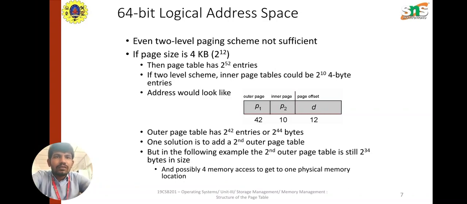Now consider a 64-bit logical address space. Even a two-level paging scheme is not sufficient. If the page size is 4 kilobytes, the page table has 2^52 entries. With a two-level scheme, the inner page table could have 2^10 4-byte entries. The address would look like outer page P1, outer page P2 and offset, with 42 bits for the outer page, 10 bits for the inner page, and 12 bits for the offset. So the outer page table has 2^42 entries, or 2^44 bytes.